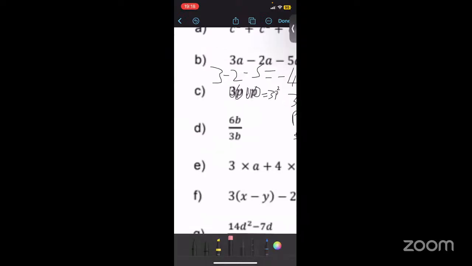Let's move to the division. So we have 6b divided by 3b.